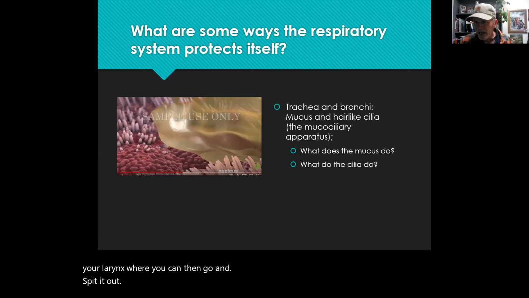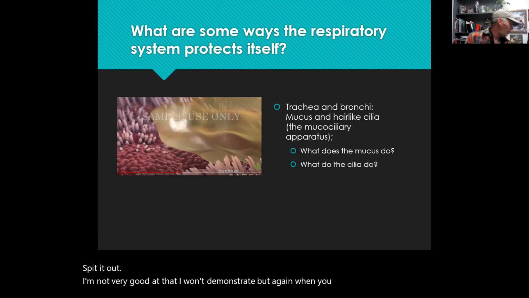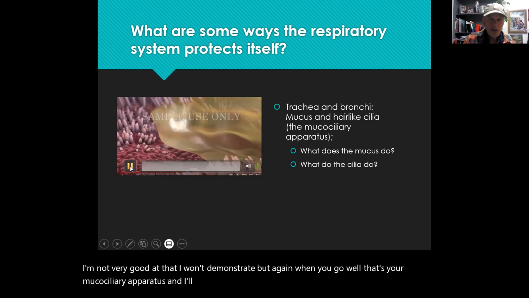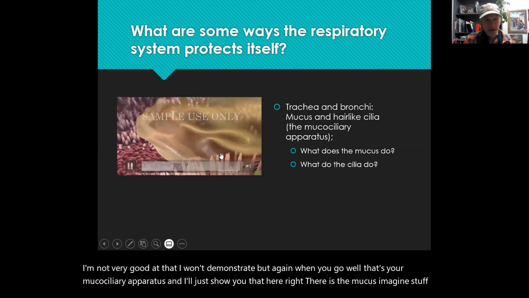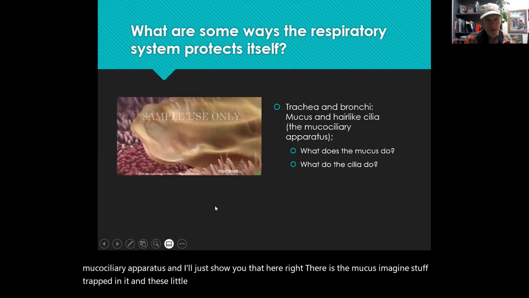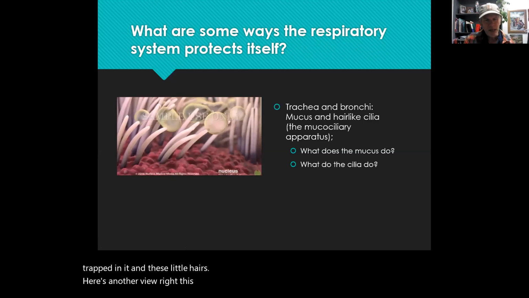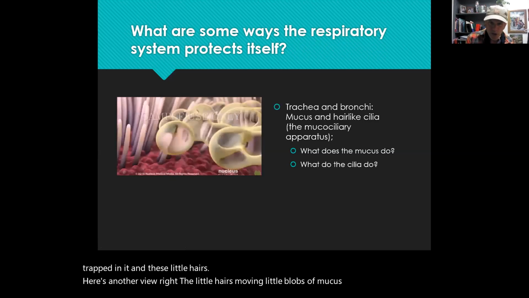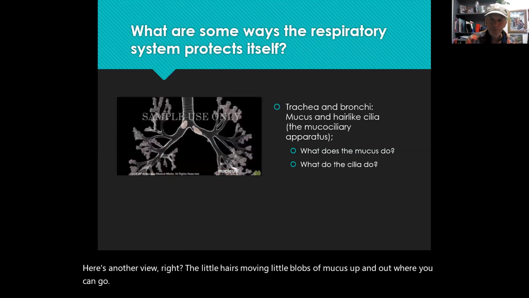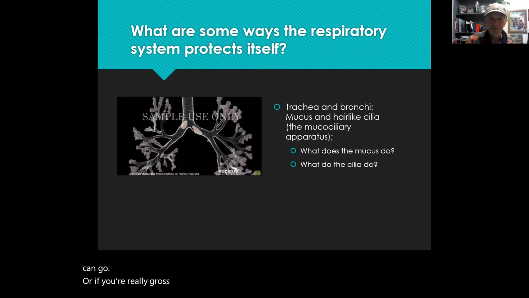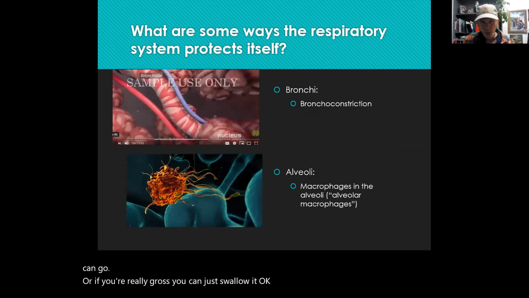I'm not very good at that. I won't demonstrate. But again, when you go, well, that's your mucociliary apparatus. And I'll just show you that here, right? There's the mucus. Imagine stuff trapped in it and these little hairs. Here's another view, right? These little hairs moving little blobs of mucus up and out, where you can go, or if you're really gross, you can just swallow it. Okay, where then stomach acid destroys it.